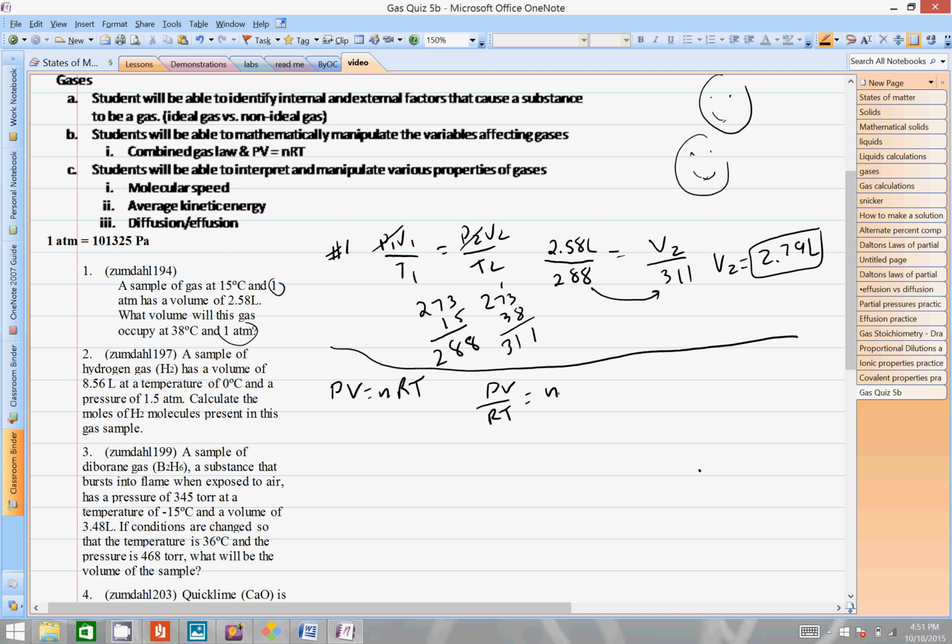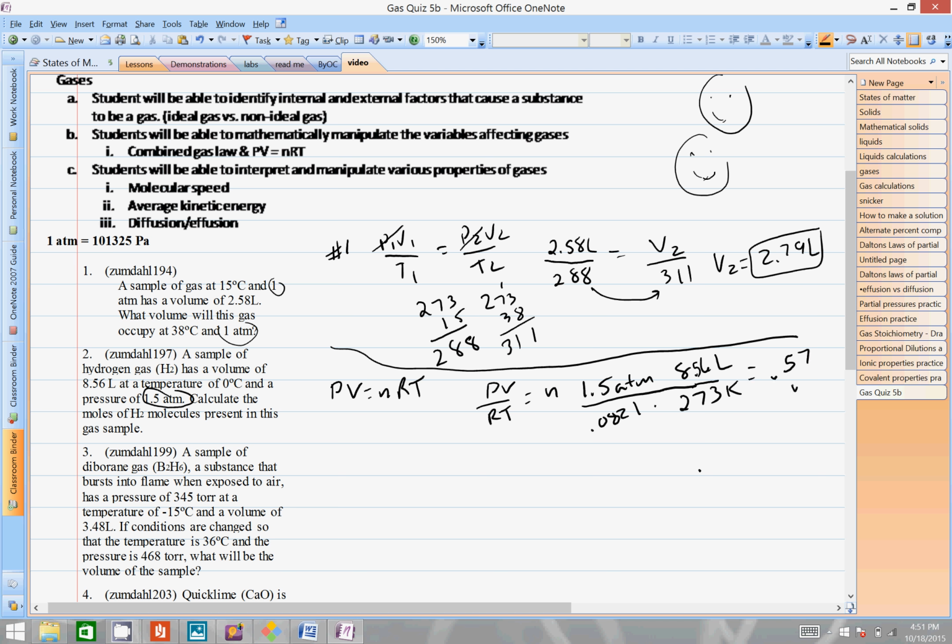Alright, the pressure is saying that I'm at 1.5 atmospheres, so 1.5 atm. The volume is given at 8.6 liters, 8.56 if you want to be exact there. R, since I'm doing atmospheres, is 0.0821, and the temperature is given at 0 degrees Celsius, 273 Kelvin. And this math should give you about 0.57 moles.